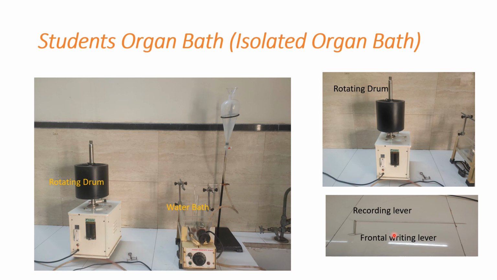and is used to study the effect of drug on isolated tissue. It was designed by Rudolf Magnus in 1904. This equipment essentially consists of water bath, rotating drum, and the writing lever.